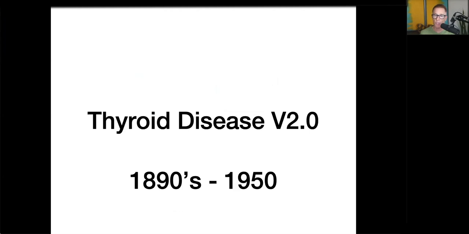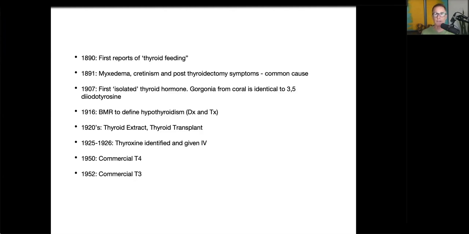So now we've got version 2.0, and this goes on from about 1890 to about 1950. So at this point, they're realizing that a deficit of thyroid hormone is the culprit in this adult onset cretinism, in cretinism, and in goiter. So they first started treating that by thyroid feeding.